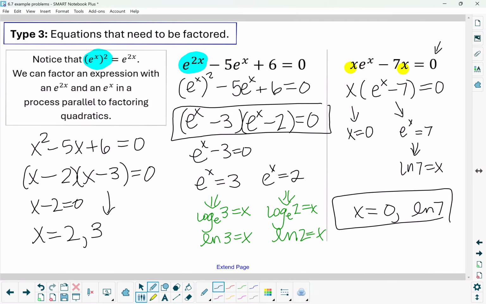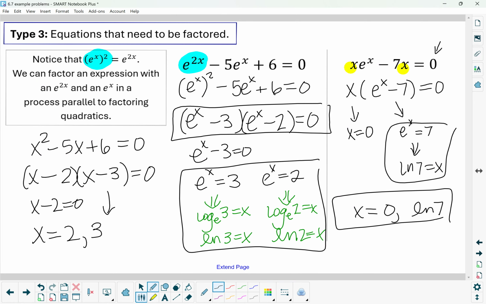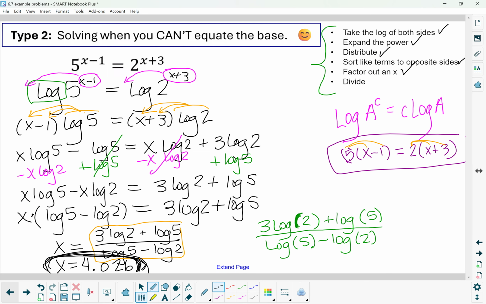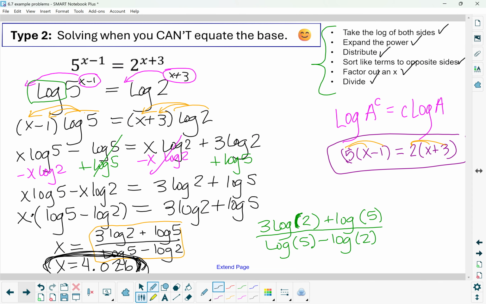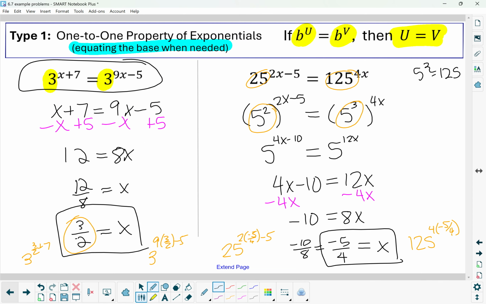So, okay, those were our 3 types for lesson 6.7. The type where we might factor or otherwise work on the equation and then finish by converting into log form. We've got the type where we can't equate the base, so we just go on this really long journey to our answer, and the type that we started with where we are able to equate the base. The method here will work on these ones if you forget how they work.